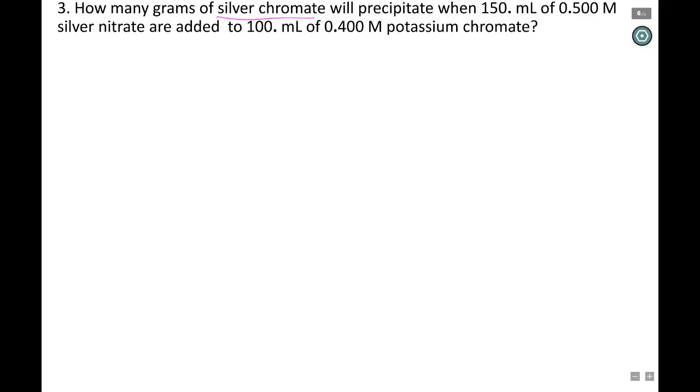So firstly, let's just write out our balanced equation before we do anything. So our silver nitrate plus our potassium chromate creates our silver chromate and our potassium nitrate. Alright, so let's just make sure that this chemical reaction is balanced.